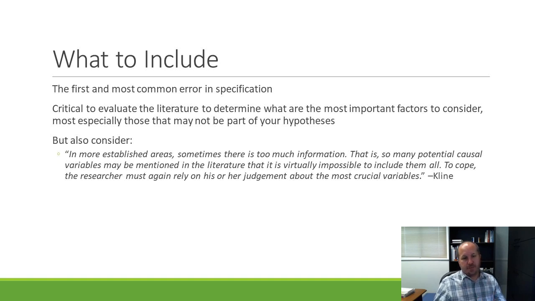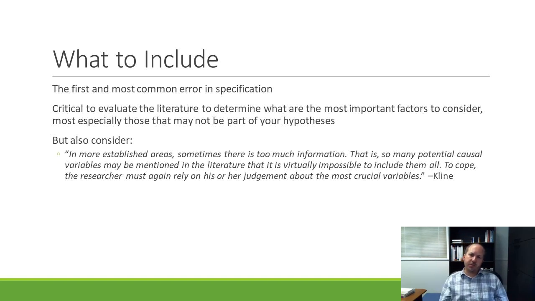At the same time, this is a quote from Klein: in more established areas, sometimes there is too much information. That is, so many potential causal variables may be mentioned in the literature that it is virtually impossible to include them all. To cope, the researcher, that's you, must again rely on his or her judgment about the most crucial variables. So if you're in a new research area, this is a little bit easier to make sure you're including what we're seeing is important.